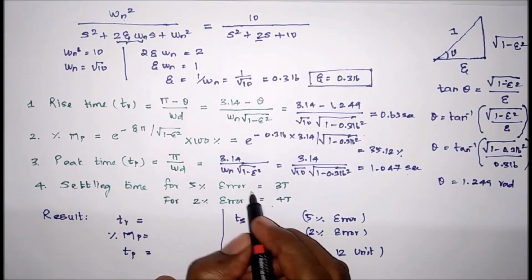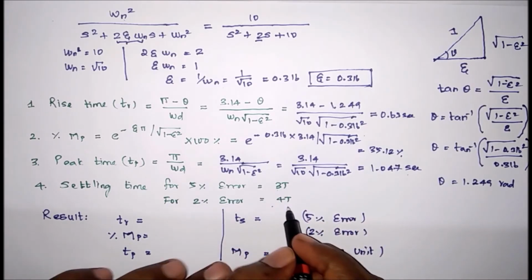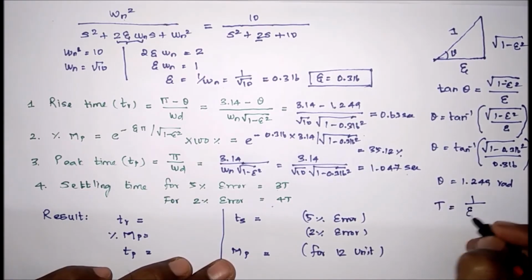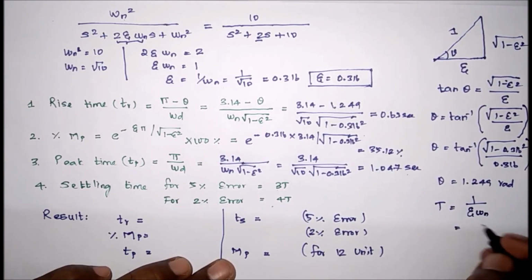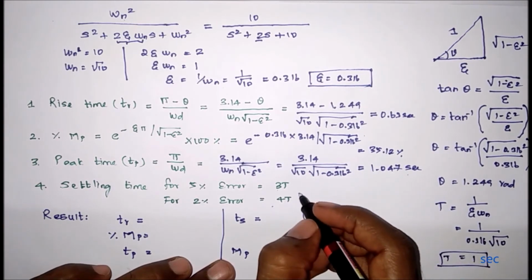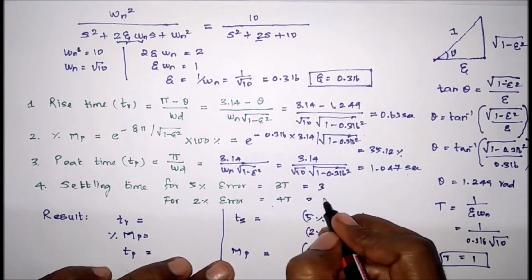The fourth required thing is settling time. For 5% error, settling time equal to 3T. For 2% error, settling time equal to 4T. So we have to calculate T, which is the time constant, 1 by eta omega n. So 1 divided by eta equal to 0.316, omega n equal to root 10. If we simplify this, we will get T equal to 1. Therefore for 5% error it is 3, and for 2% error it is 4 into 1, which is 4.